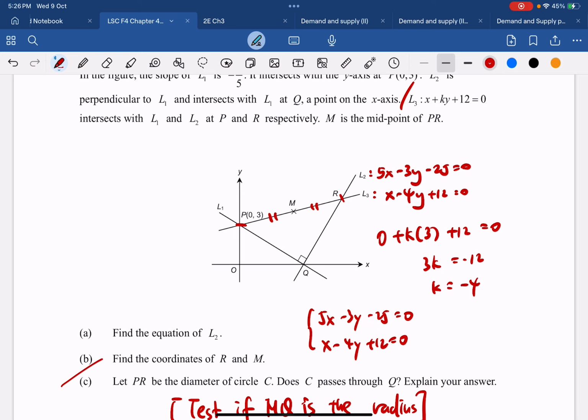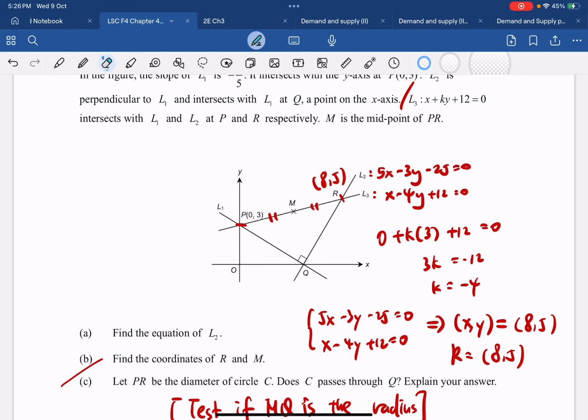Okay, so we set up a simultaneous equation. Again, you press your program. Press 5, negative 3, and then 25. And then 1, and then negative 4 and negative 12. Remember to move the constant term to the left. Which will bring you x, y equals x and 5. So R is (x, 5). And then for M, it's easy, right? Because M is the midpoint, so you just use the midpoint formula, which will bring you M is (4, 4).